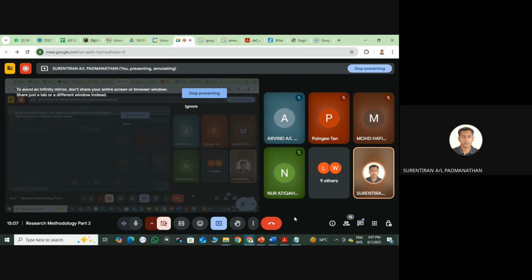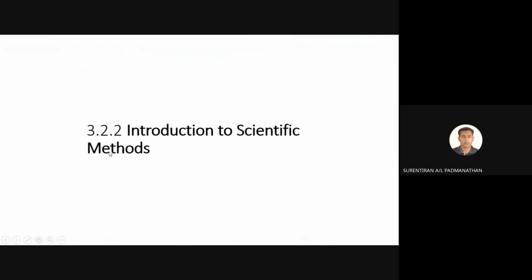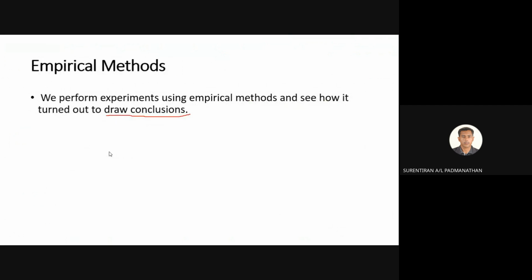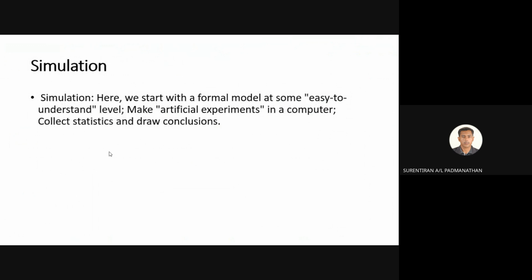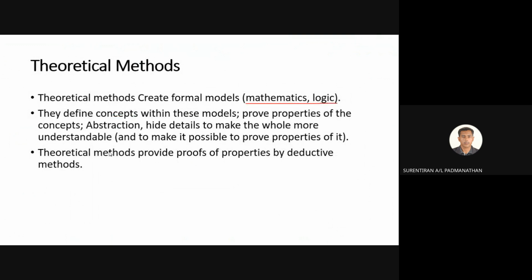So that's the thing. Next we go to the next part: introduction to the scientific methods. So we have theoretical methods, empirical methods, which is the experiment part, and also we use some simulations on the computer. Using the computer, we can do some simulations. For the theoretical method, we create formal models.